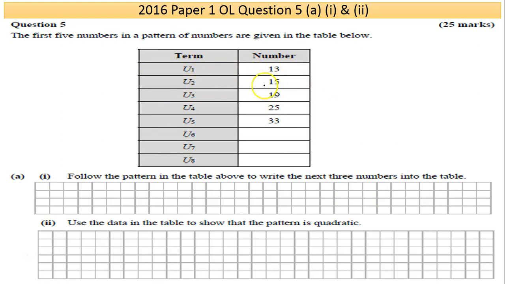First term is 13, second term is 15, third term is 19. It's going up by a difference of 2, then by a difference of 4, then by a difference of 6, then by a difference of 8. So you can see each time, the jump is 2 more. Now that would give an indication that it's quadratic, but that's down here in one of the questions below. My next one should be a difference of 10, so it should be 43.